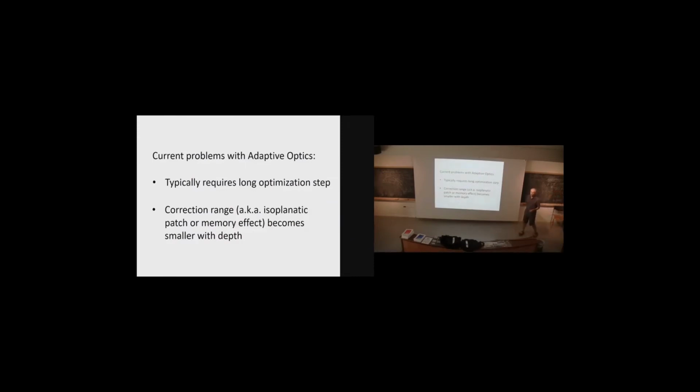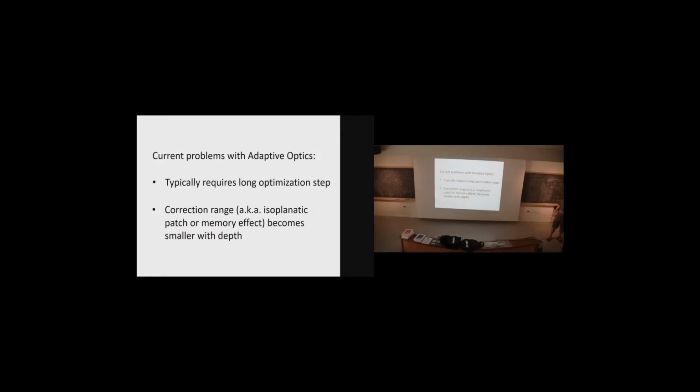All right, but there's still problems with adaptive optics, at least when applied to imaging in biological tissue. As Ori mentioned, it typically takes a long time. There's an optimization step that typically takes a long time. And one of the challenges in biological imaging is that you have to image fast. So this has been a kind of bottleneck.